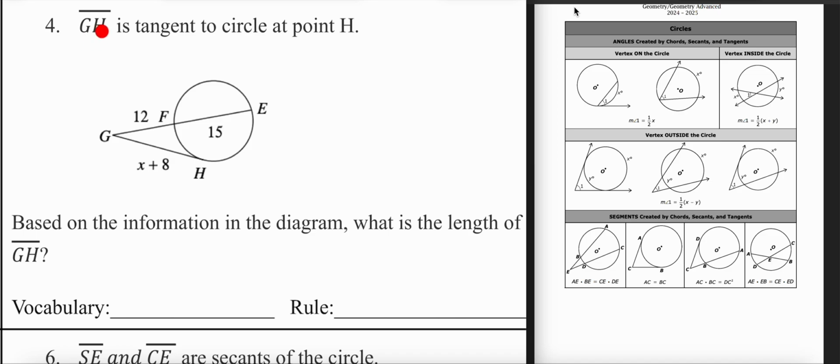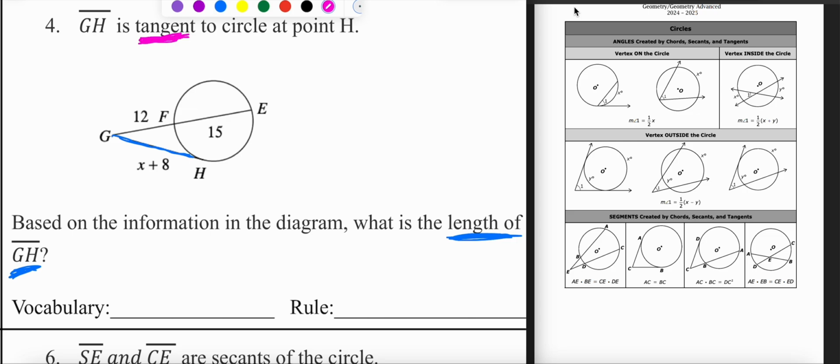So line segment GH is a tangent to circle at point H. Based on the information in the diagram, what is the length of GH? So they're asking us to find the length of GH. So we need to work out what this length is. And they also said that GH is a tangent.